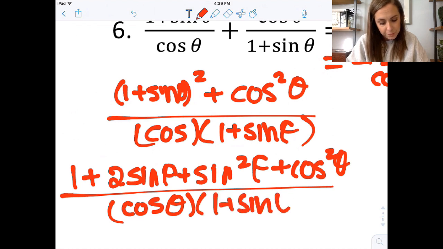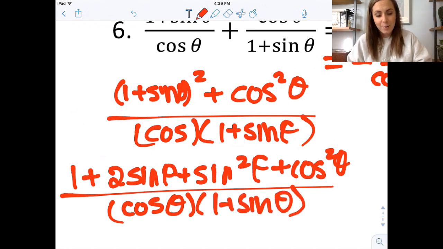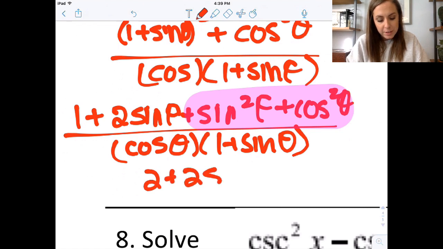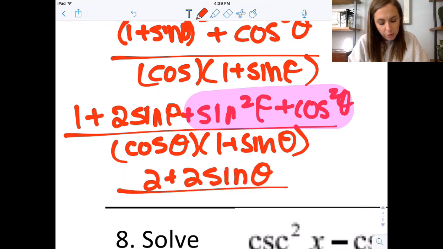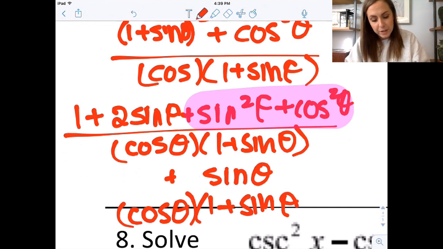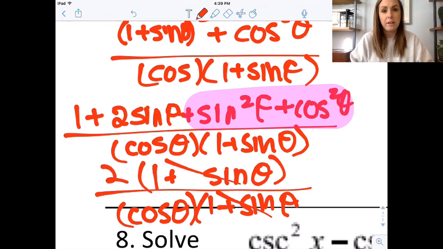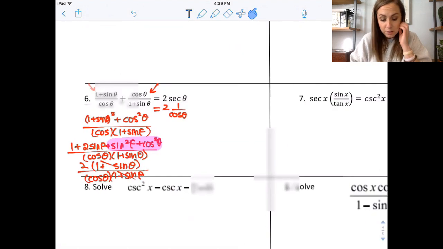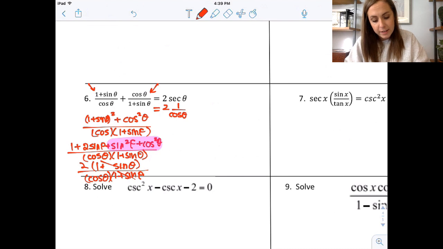And here's the magic, okay? I see sine squared plus cos squared. That, my friends, is 1. So this actually gives me 2 plus 2 sine theta over cos theta times 1 plus sine theta. And look at where that gets you. Both of these are divisible by 2. So we could factor out a 2, and these will cancel, right? And what I'm left with there is 2 over cos, and that is exactly what's on this side.